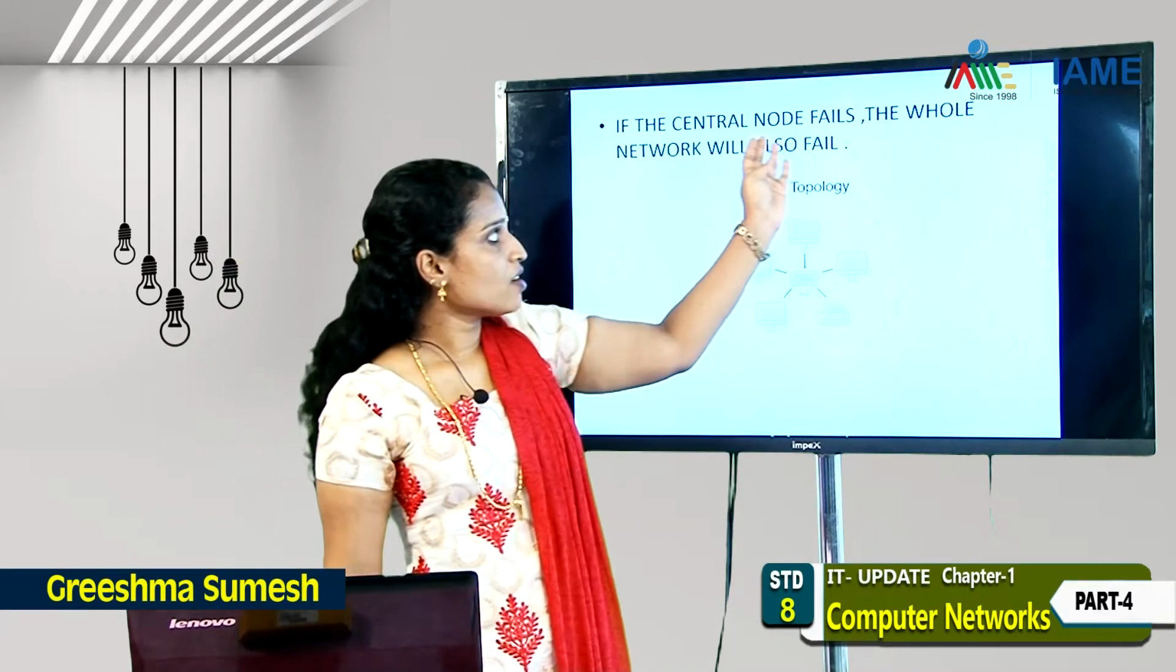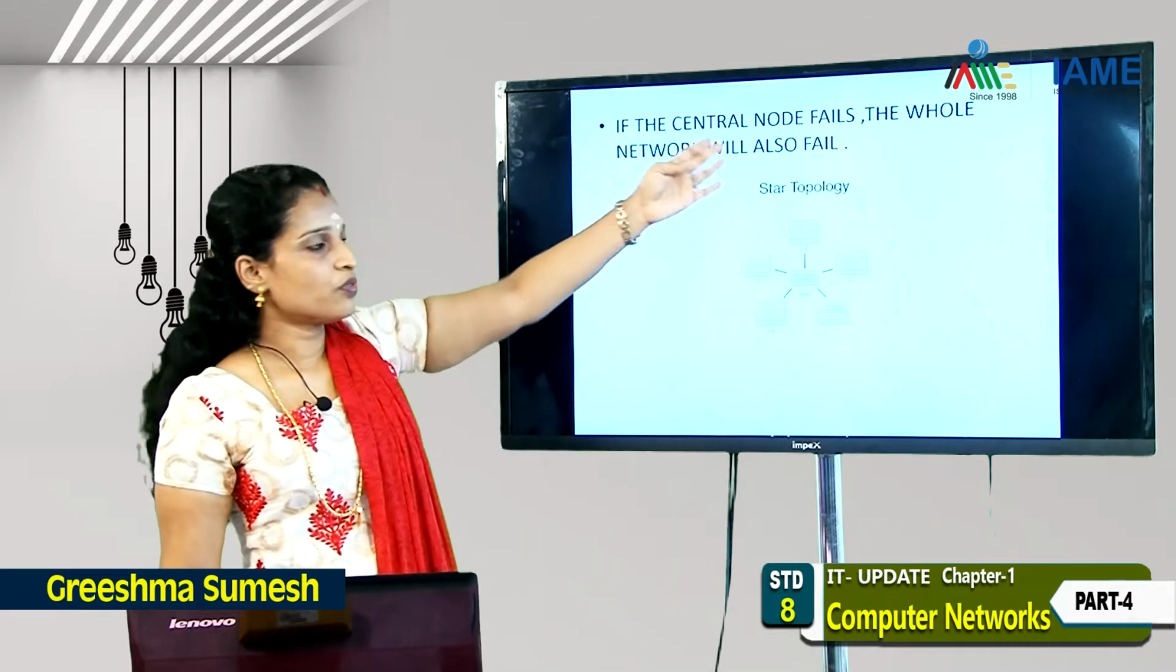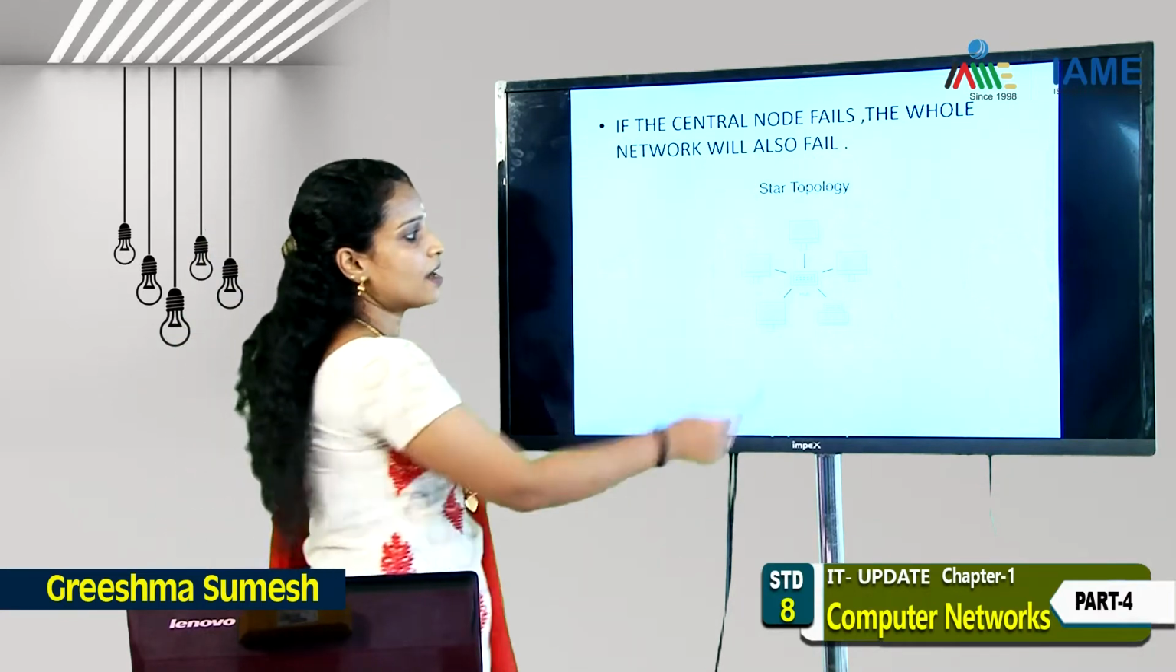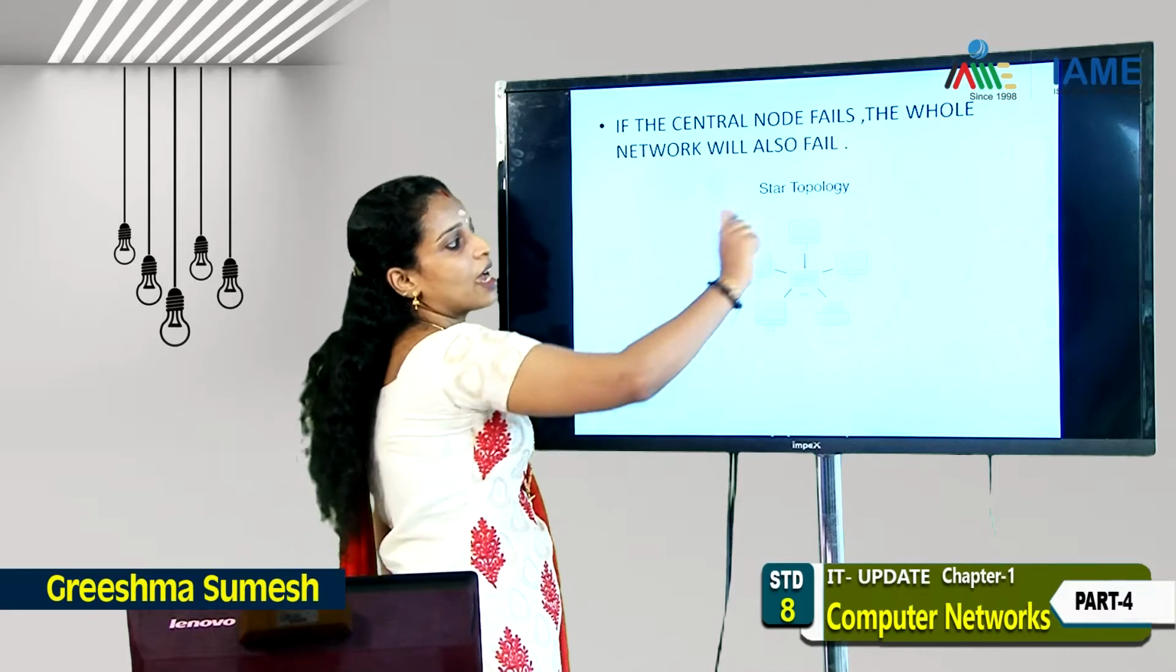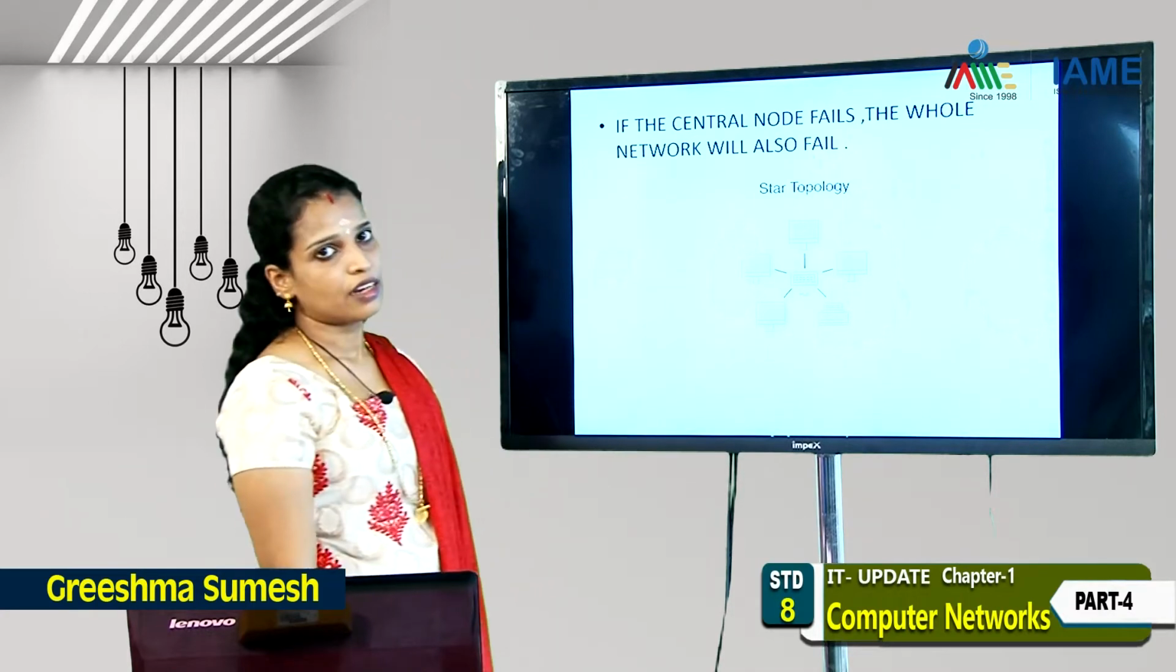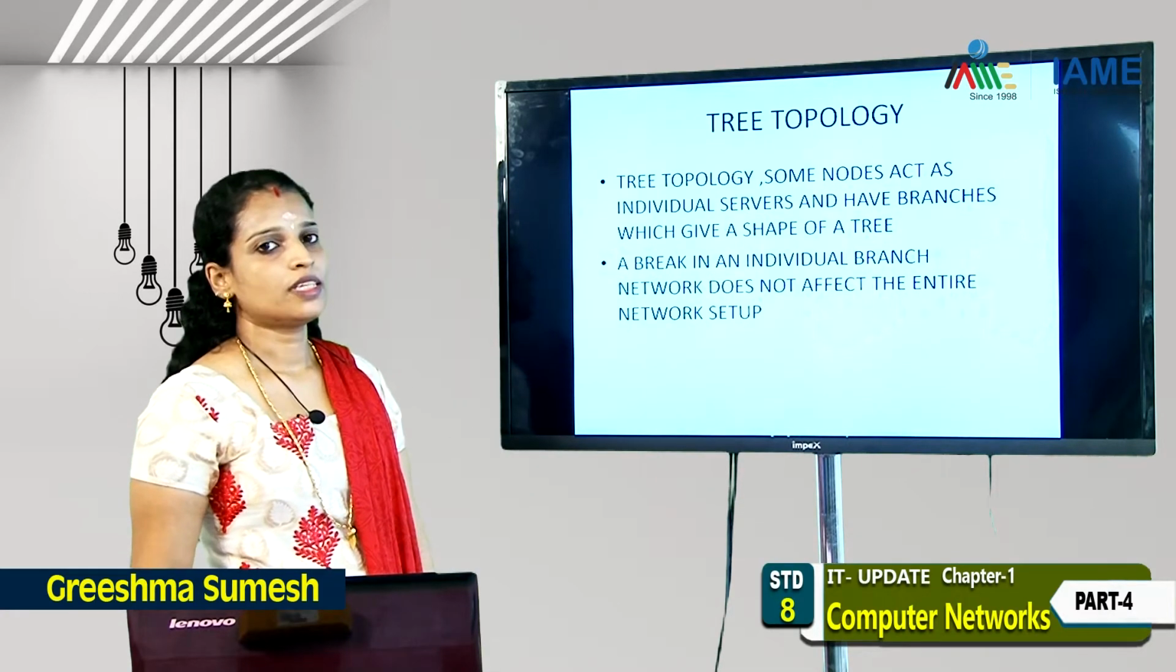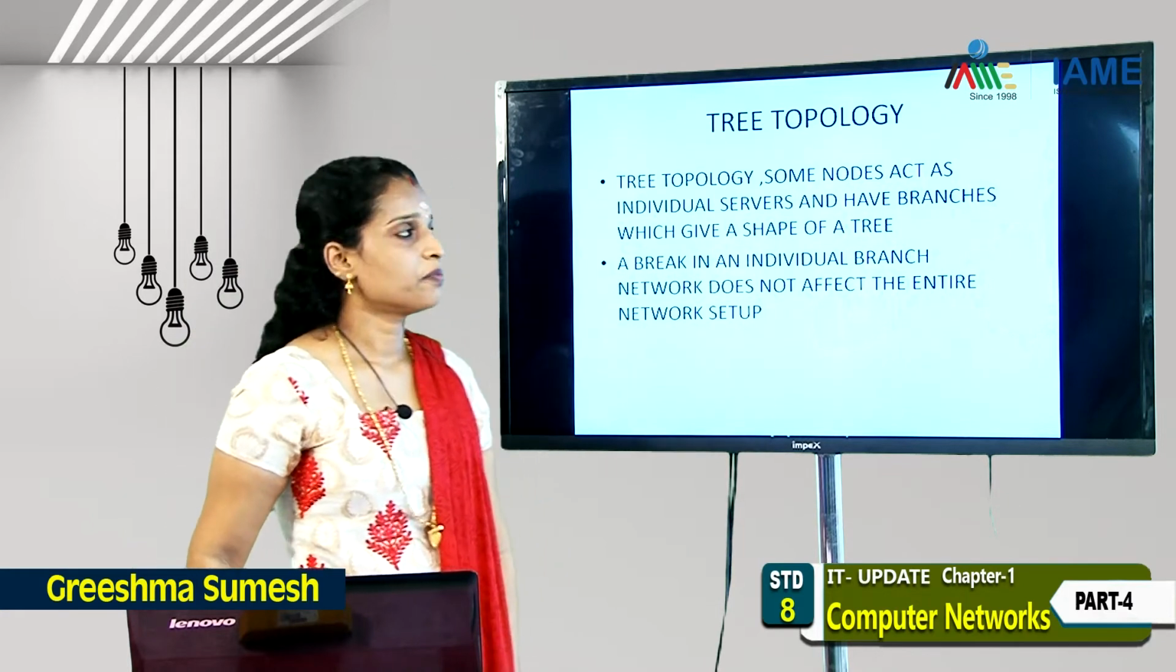If the central node fails, the whole network will also fail. If the central hub fails, at that time the whole network fails. Understood? Next topology, tree topology.